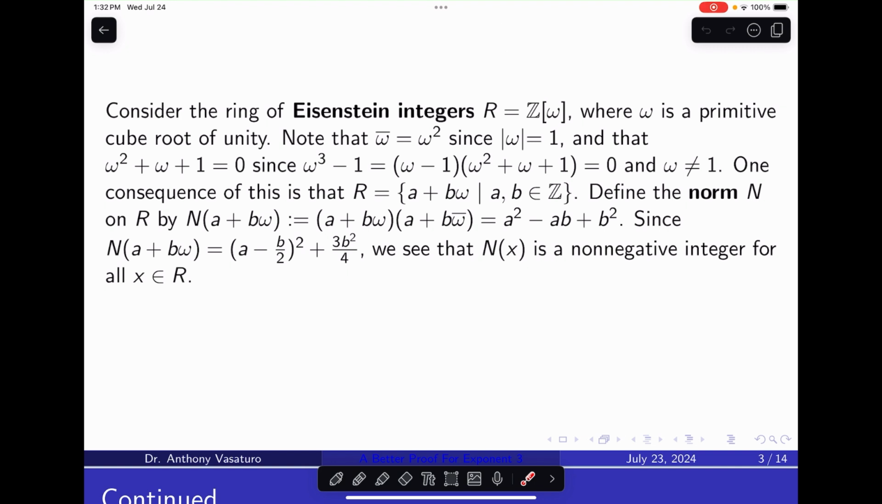Because every root of unity has magnitude 1, omega bar has to be omega squared, so I'll let you check that. And also, omega squared plus omega plus 1 equals 0. The reason for that is that omega cubed minus 1 factors into omega minus 1 times omega squared plus omega plus 1. But omega cubed minus 1 is 0, and C is an integral domain, so one of these two factors has to be 0, and omega isn't 1 since it's a primitive cube root of unity, and so this factor has to be 0.